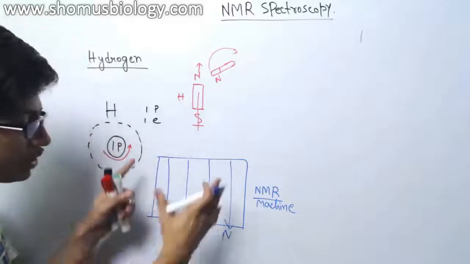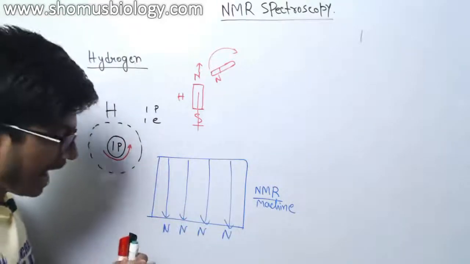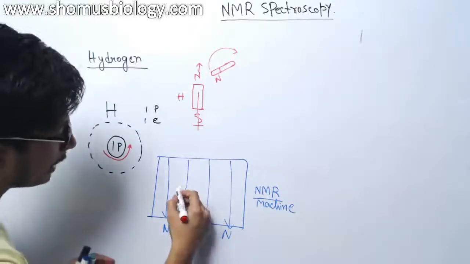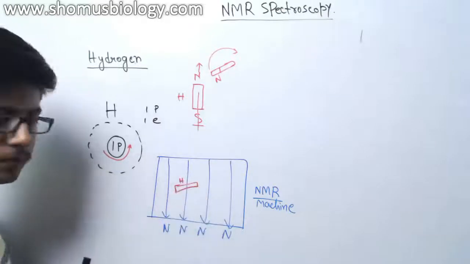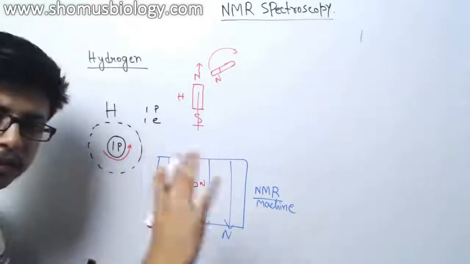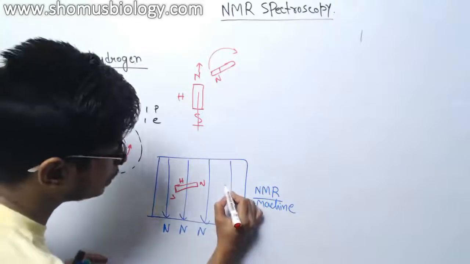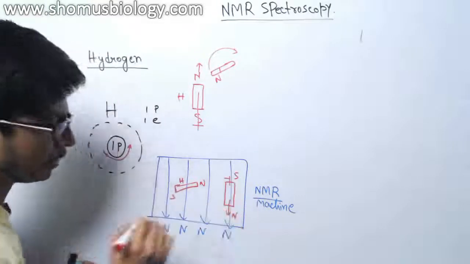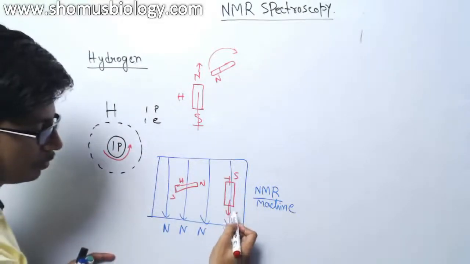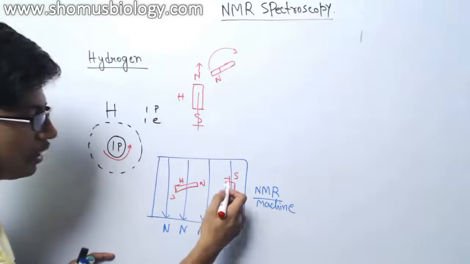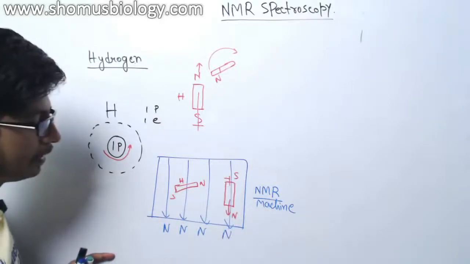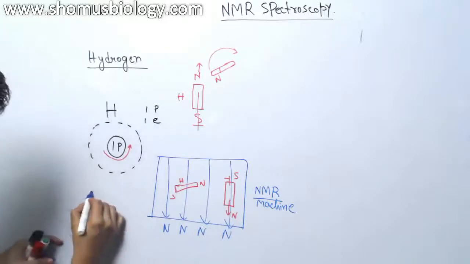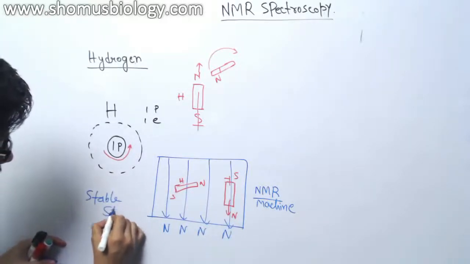So the job of the NMR machine is to create a magnetic field. As we are creating the magnetic field, whatever direction the hydrogen was in before, let's say this is the north and this is the south, now it will be shifted to only one direction, that is this one. The north will be the same as the north of the magnetic field, the south will be the same as the south of the magnetic field. So they will be rearranged, because this is the steady state, the most stable state.